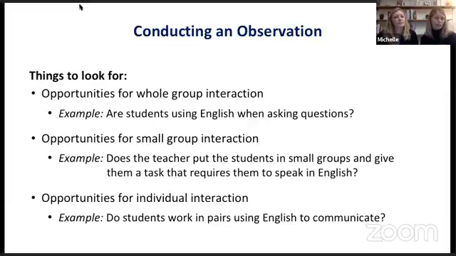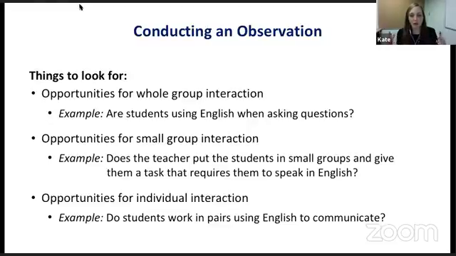And the other things I might look for, though, are things like small group interaction. Are the students placed in groups and given tasks and activities that provide them a chance to use the target language? Are the students staying in the target language, or do they maybe go back to home language sometimes? And then I would also look for opportunities for individual interaction. And usually that happens in pairs. So are the students given a partner and having chances to talk and use the English language that they're learning in that lesson?